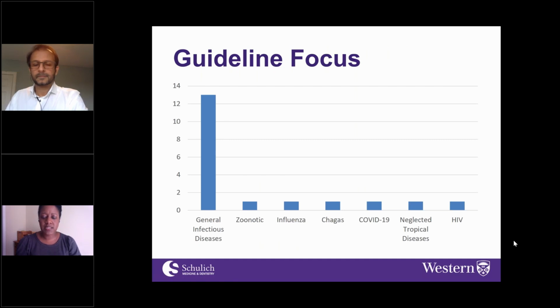The guideline focus is summarized here. The vast majority, 13, were general in their focus, so focused generally on infectious disease modeling. 1 each focused on zoonotic diseases, influenza, Chagas, COVID-19, neglected tropical diseases, and HIV.